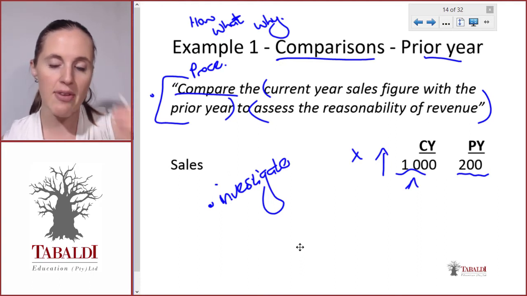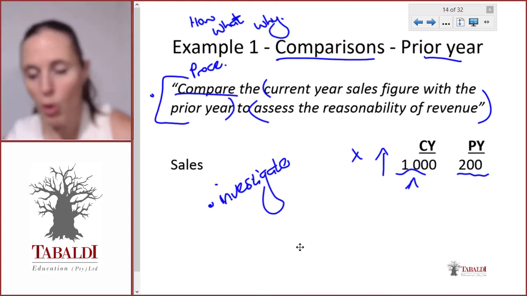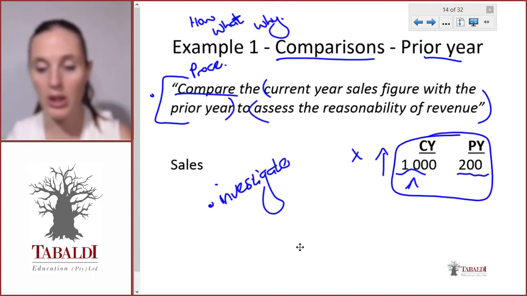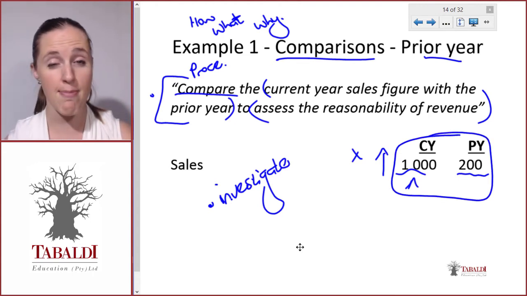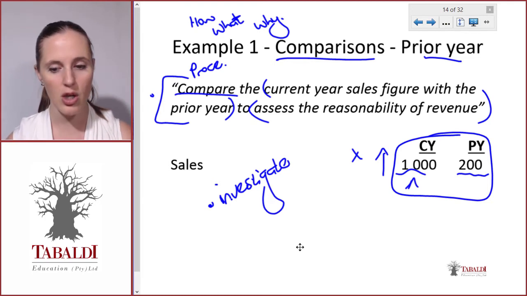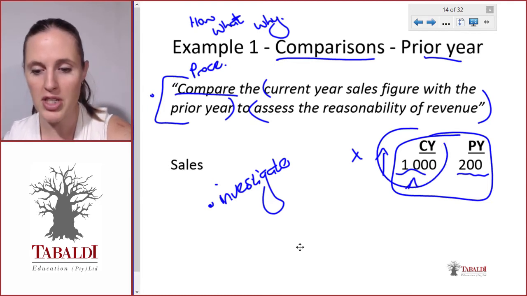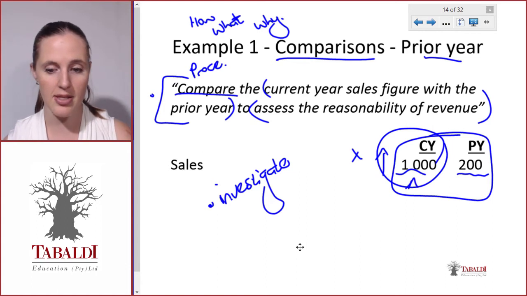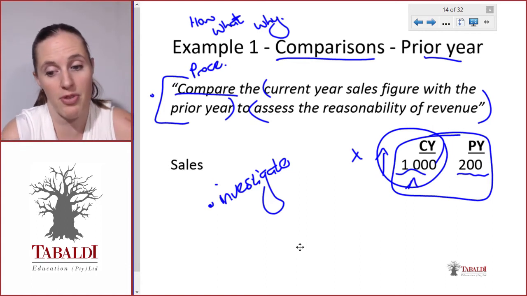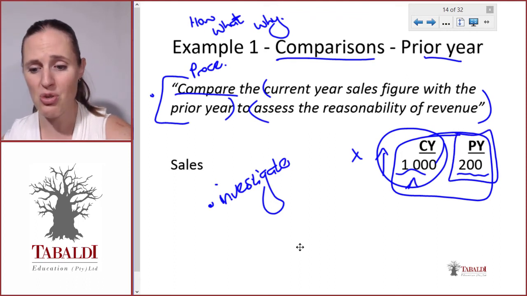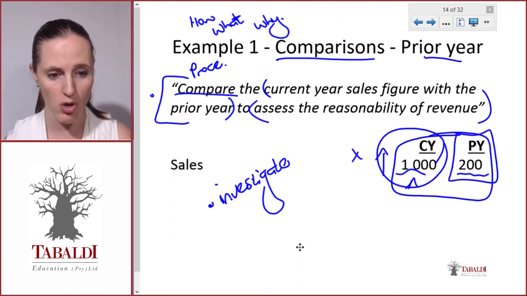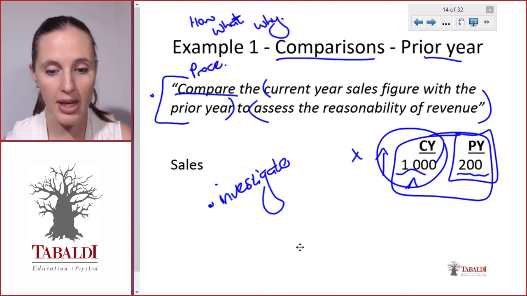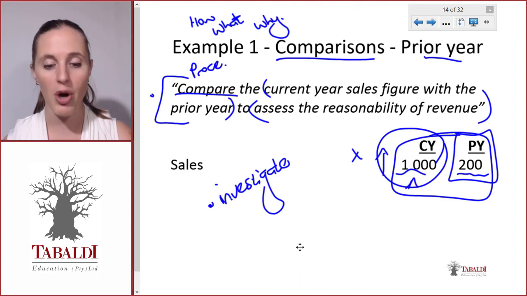So giving us context, we're just looking at one small little component and we're saying, well, current year versus prior year, that's a massive increase. It doesn't seem right. So that gives us context. If we just got the current year on its own, we're going sales is 1,000. I don't know what to compare it to. I don't know what to look at it in comparison. So I don't know if it's right or wrong. Prior year is 200. I don't know. That seems wrong. So your procedure, compare the current year sales figure with the prior year to assess the reasonability of revenue.